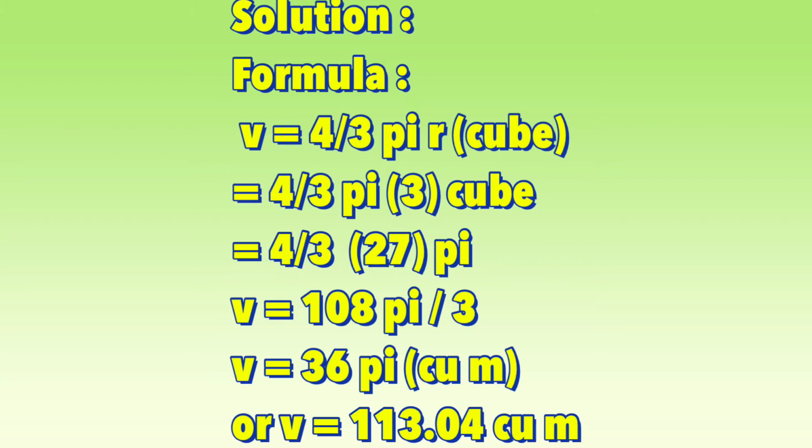or we're going to multiply this 36 by 3.14, which is the value of pi. So the volume now is equal to 113.04 cubic meters.